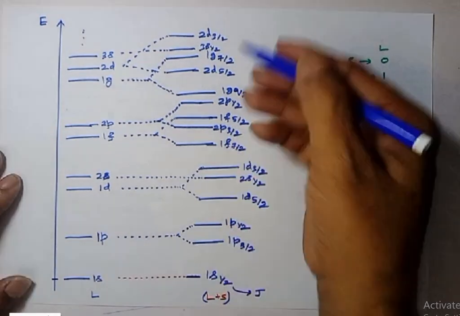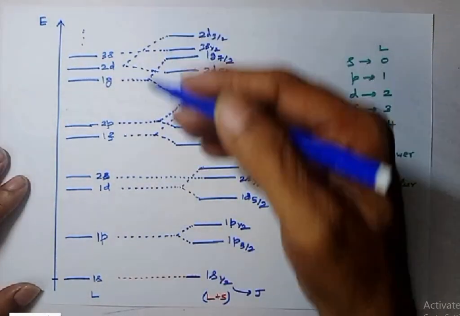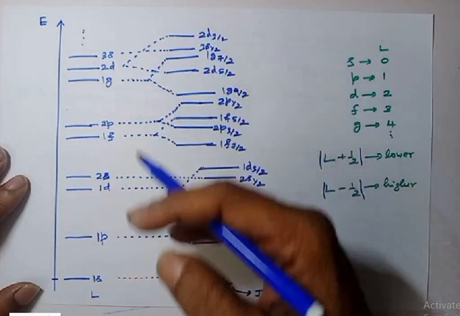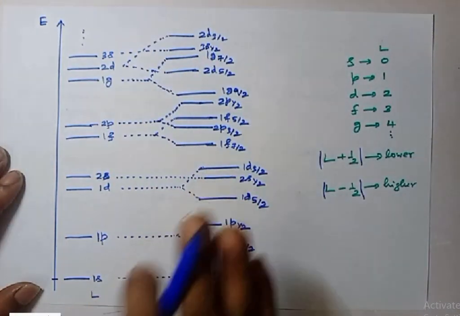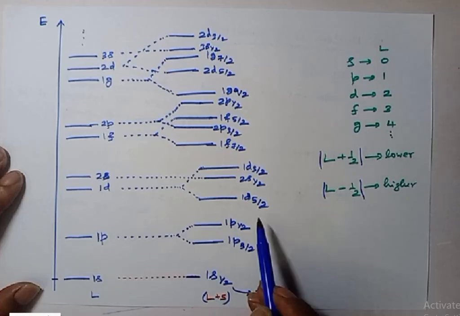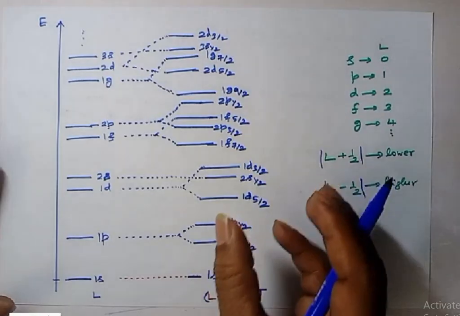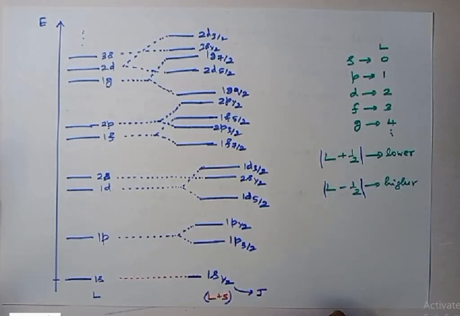So these are all the subshells, or energy levels, we get after LS coupling. The 5 by 2, 1 by 2, these numbers are J values, total angular momentum values.